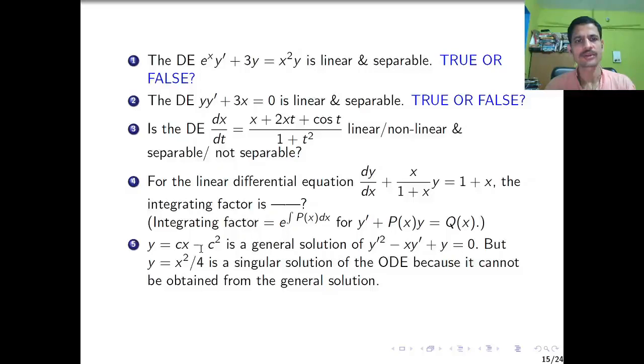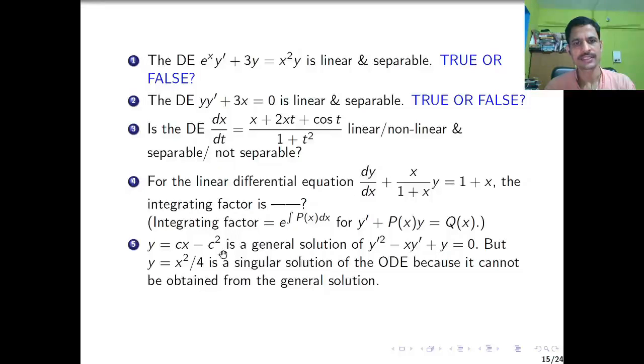You know how to verify that? You have to differentiate this equation. So when you differentiate, you get y dash is equal to c. So when you substitute c equal to y dash in this expression, you get y is equal to x times y dash minus y dash square. That is the same as what is here. So this is a solution of the given differential equation.